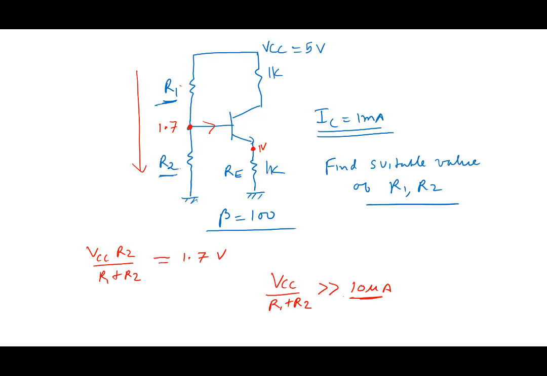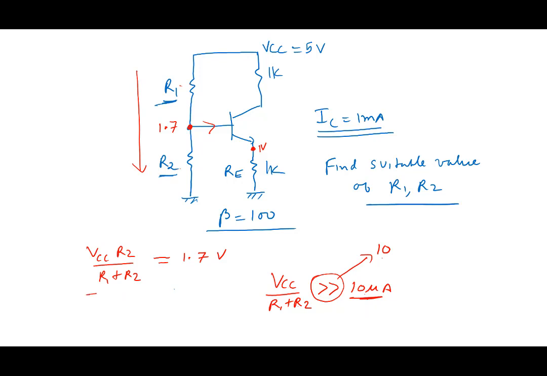Now it's a question of how stable you want it. Much larger. Maybe you can take a factor of at least 10. The minimum factor that you should take is a factor of 10. You could take 20, you could make it better. So if you take a factor of 10, then VCC by R1 plus R2 should be much greater than 100 microamperes here.